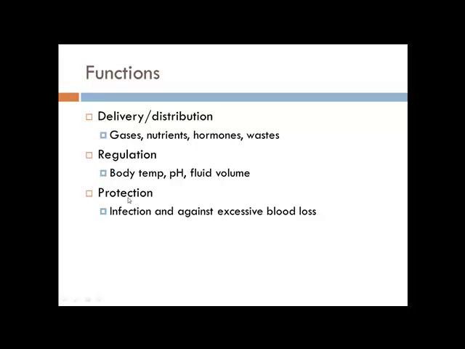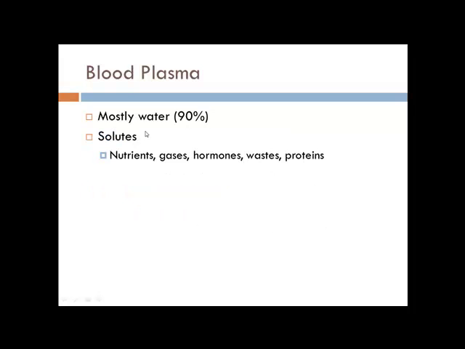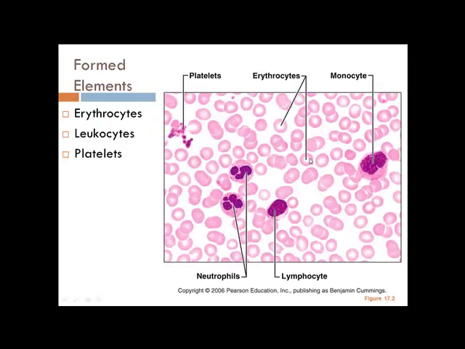And lastly, protection. So we'll have protection against infection and against excessive blood loss. Our white blood cells in our immune system are going to be the main culprit for protection against infection, and with excessive blood loss, we'll talk about platelet plug formation. With the blood plasma, it's going to be mostly water, 90% of it. The rest includes nutrients, gases, hormones, wastes, and proteins.